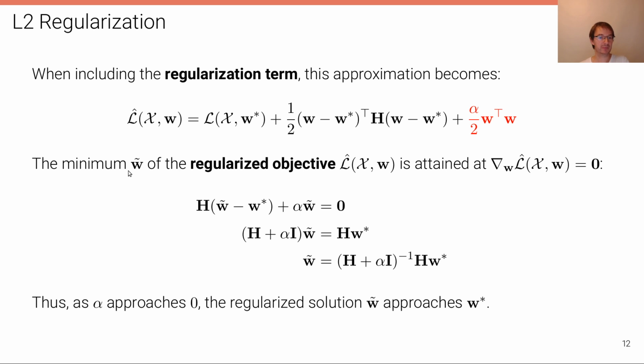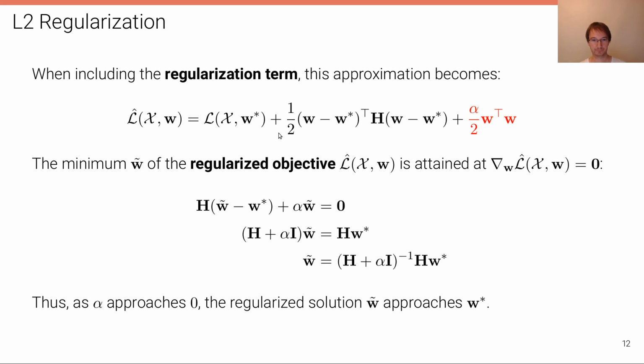Now, what we know is that the minimum of the regularized objective, let's call it W tilde, not W star, to not confuse ourselves. Let the minimum W tilde of the regularized approximated objective, L hat, be attained where the gradient is 0. And because it's a quadratic objective now, we can find that location. So what is the gradient of this expression with respect to W?